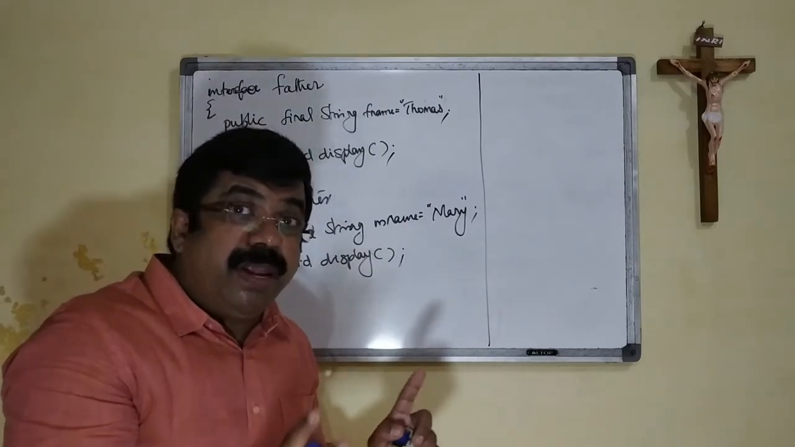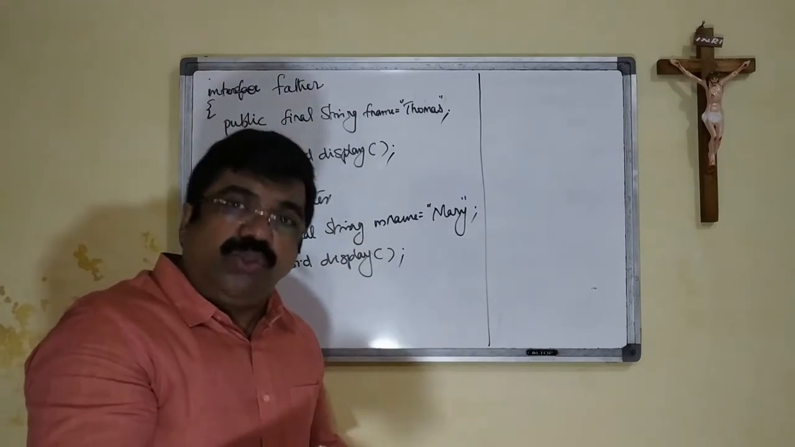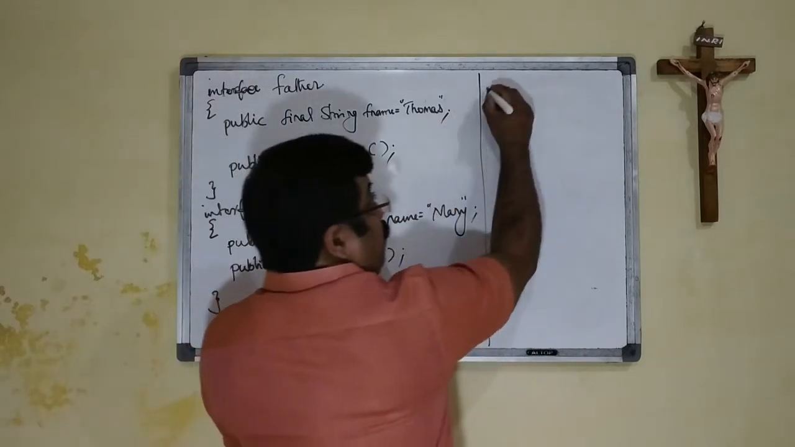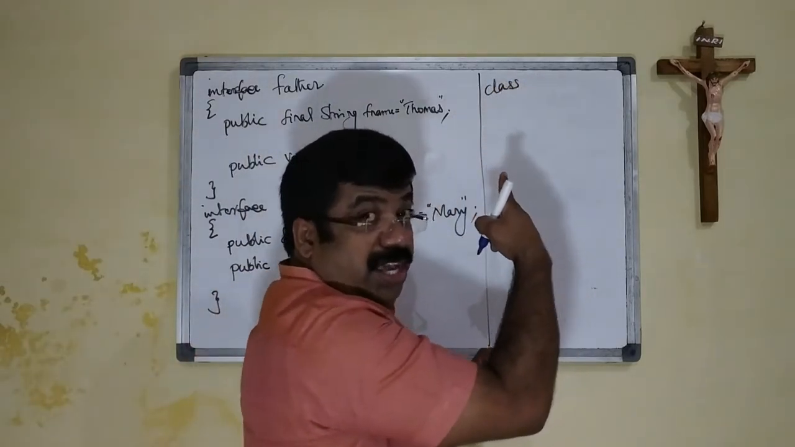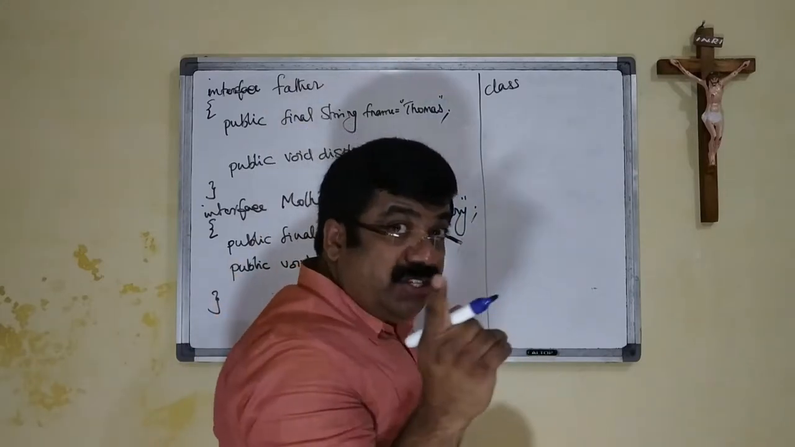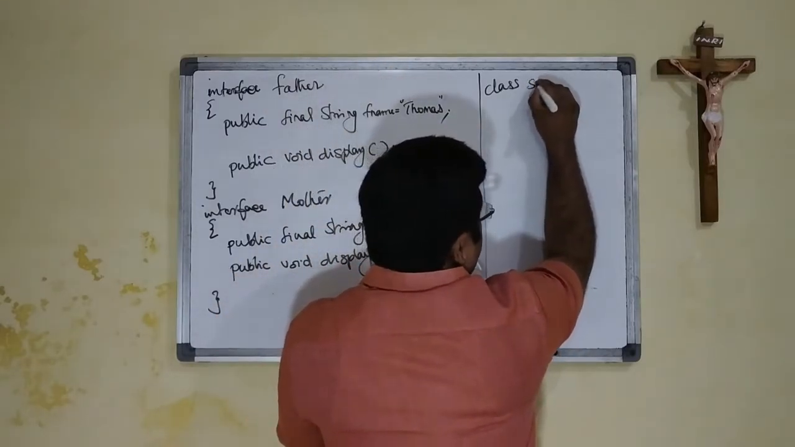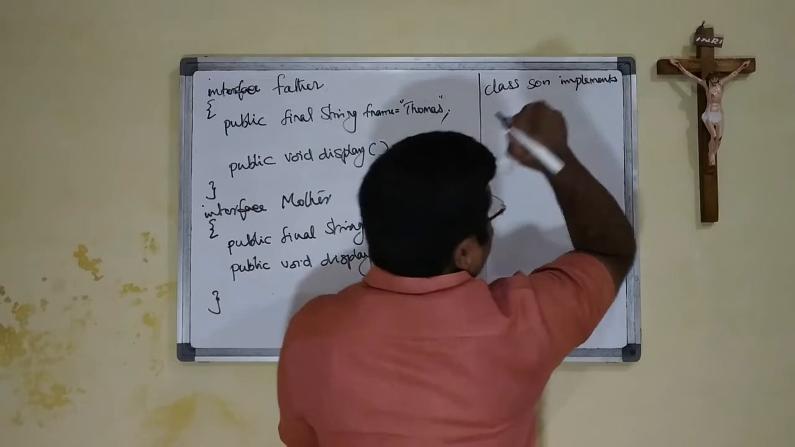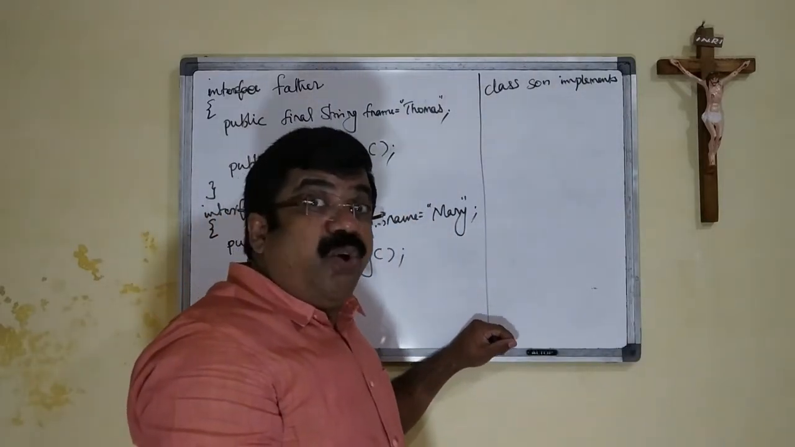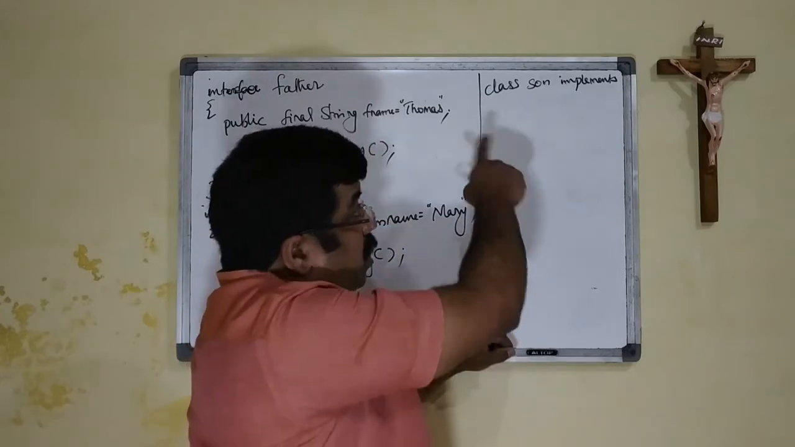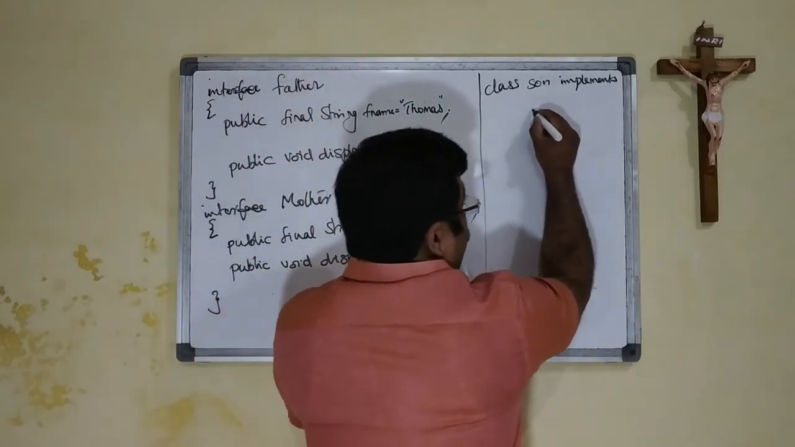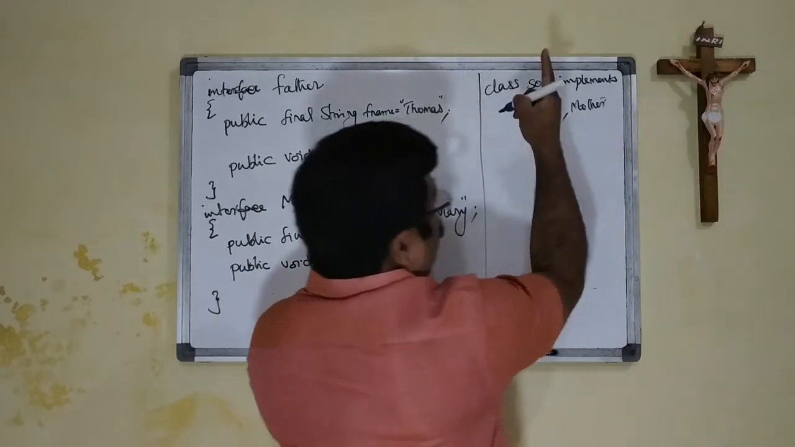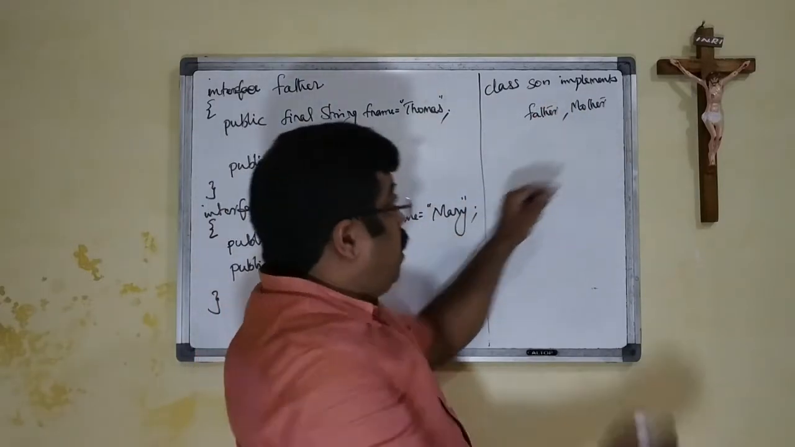Now we have to have an implementation. How can we represent them in implementation? Multiple inheritance is done with the help of interfaces. We are writing another class. See the keyword class. The other two had the keyword interface. Class Son implements. The keyword is changed: interfaces are implemented. So we use the keyword implements. Whom? Father, comma, mother. So class Son implements Father, Mother.